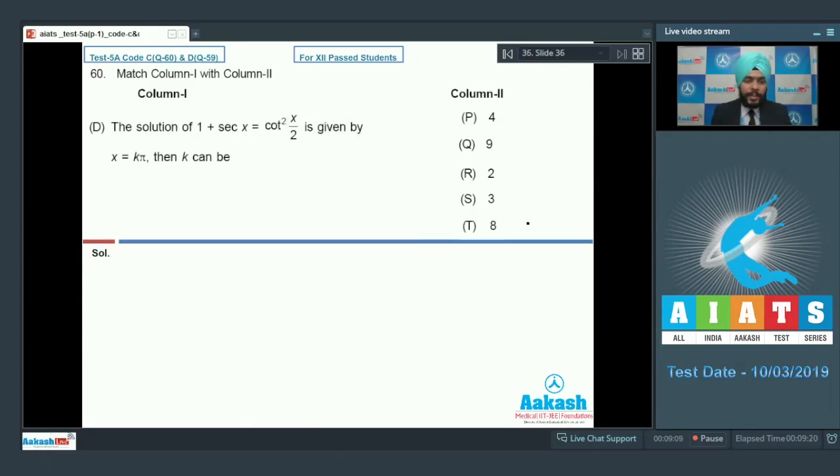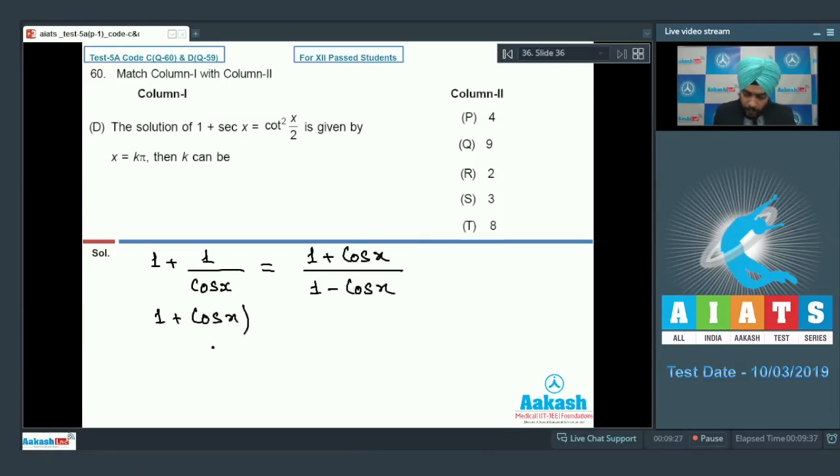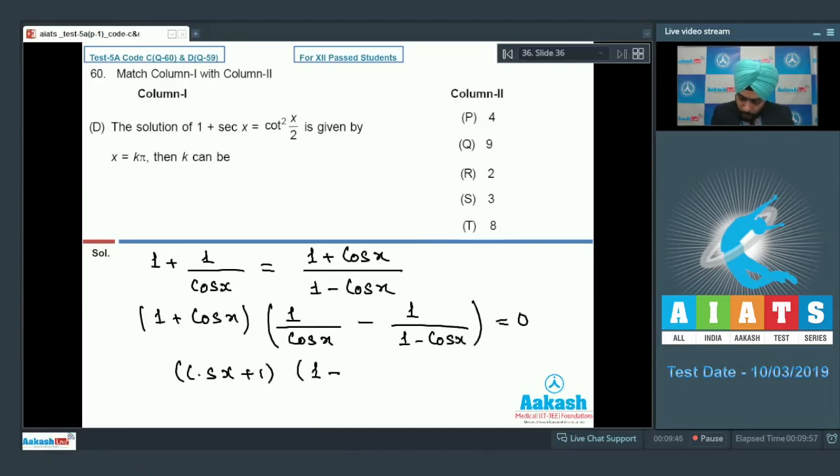D part says that the solution of 1 plus secant x is equal to cot square x by 2 is given by. So let us convert it into sin and cos. 1 plus 1 upon cos x is equal to 1 plus cos x upon 1 minus cos x. So we have 1 plus cos x common. 1 upon cos x minus 1 upon 1 minus cos x equals 0. So we'll get cos x plus 1 into 1 minus 2 cos x equals 0. So cos x is minus 1 or cos x is half.